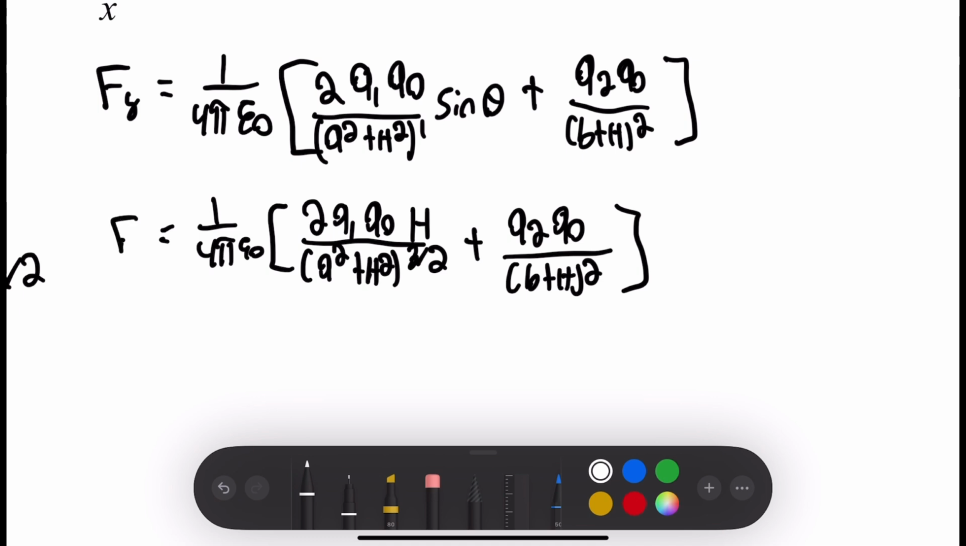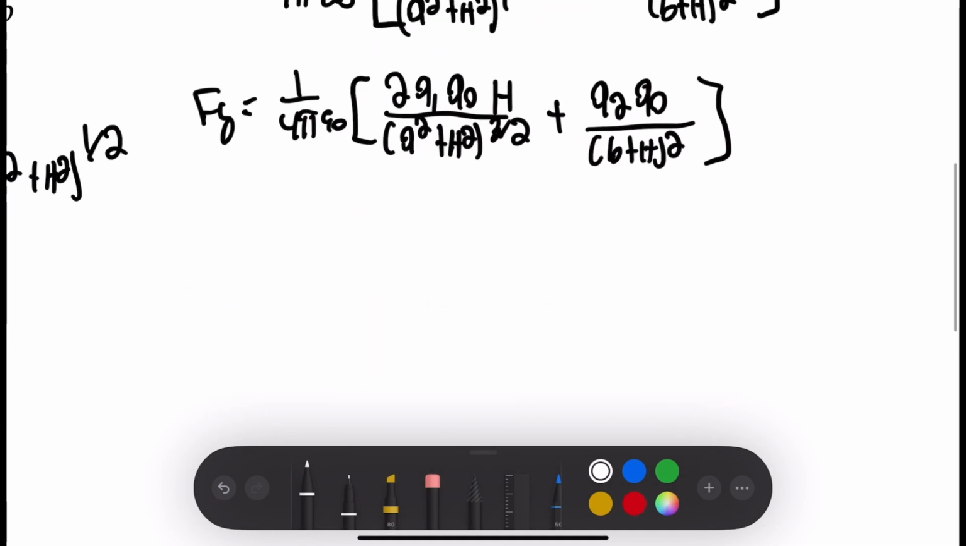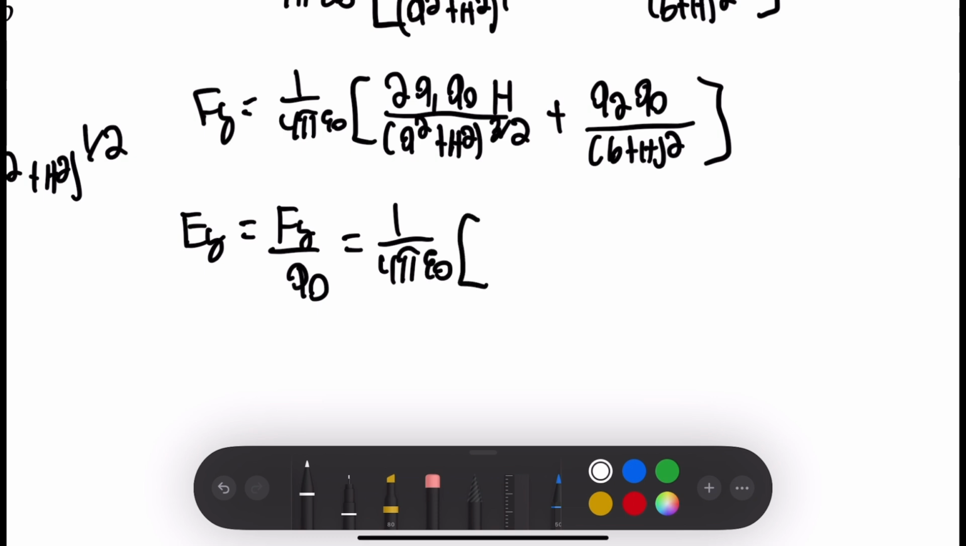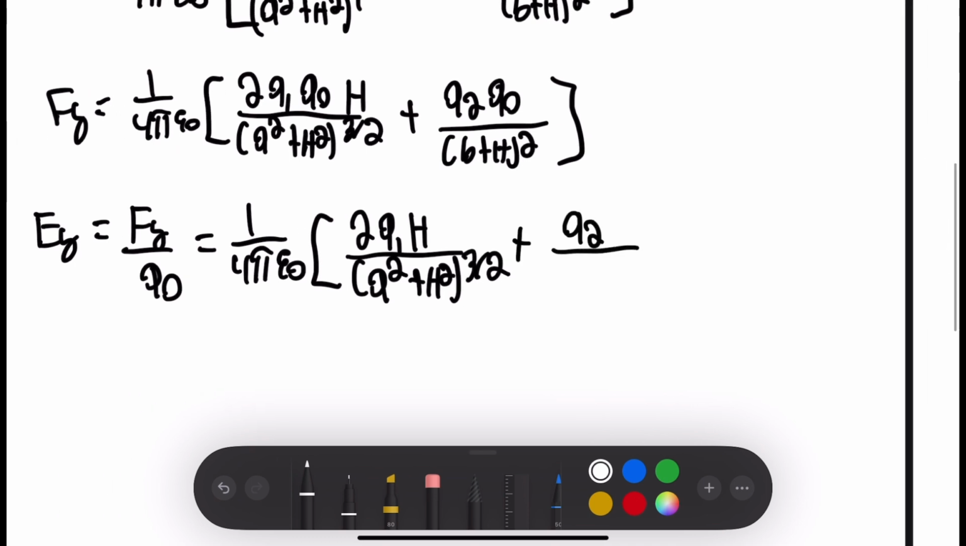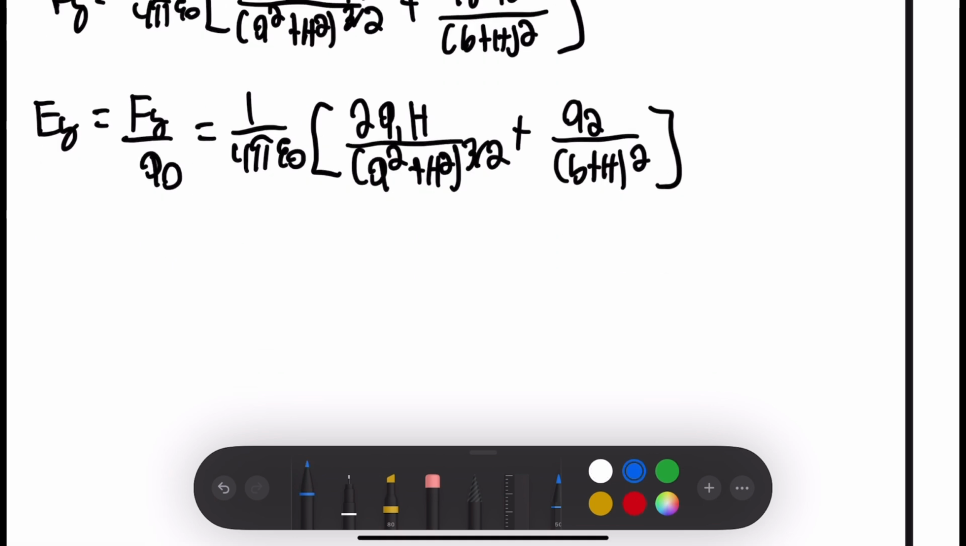But this is the force, and the question was asking me for the electric field. So remember, the electric field is just the force divided by the test charge. So this would be 1 over 4 pi epsilon naught, 2 q1, and then the q0 goes away, so h divided by (a squared plus h squared) to the 3/2, plus q2 divided by (b plus h) squared. And we want this equal to 0, so the constant can obviously never equal 0. So what we want is we want this inside piece to equal 0.